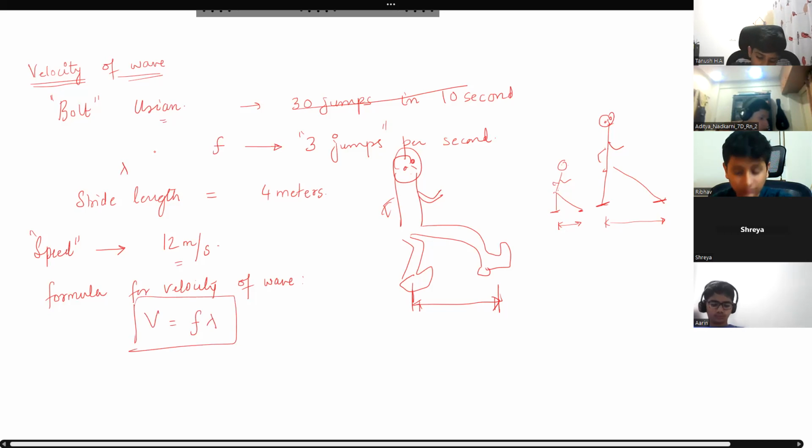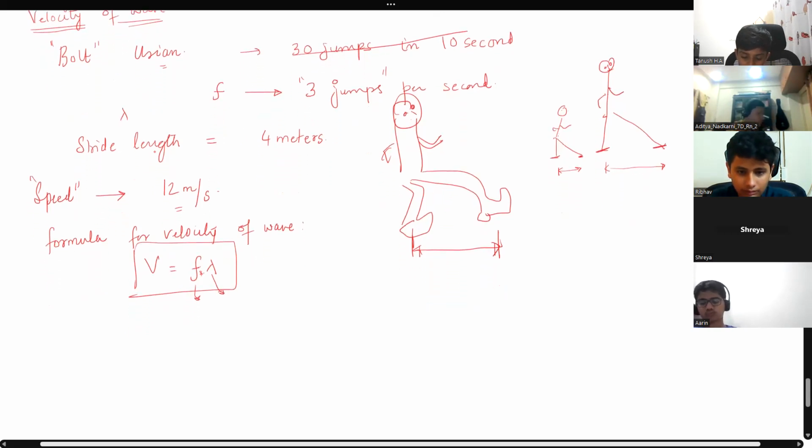So we can say v is equal to frequency multiplied by lambda. Frequency is like number of jumps per second. And for each jump, how much distance you will travel. That is wavelength, isn't it? So velocity is nothing but the number of jumps multiplied by stride length. Or v is equal to f lambda. Sometimes they also say n for frequency. So v is equal to n lambda.